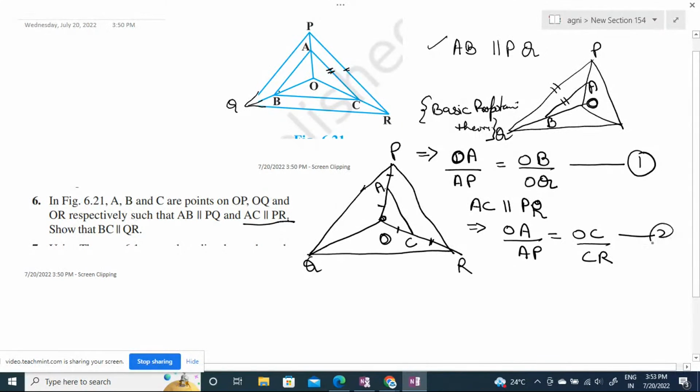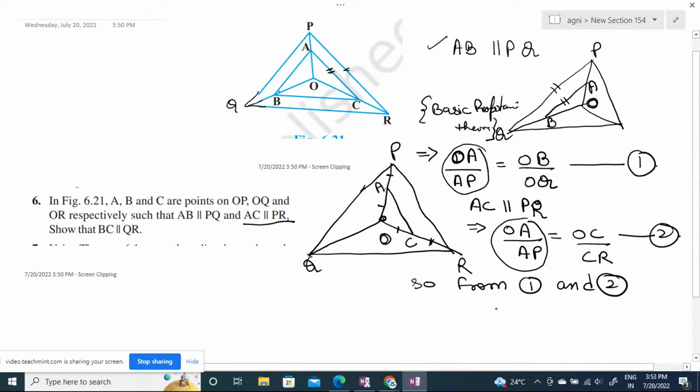Now if we compare 1 and 2, we can see that OA and AP is there, OA and AP is there. So from 1 and 2, OB upon OQ, which is equal to OC upon CR. Now show that BC is parallel to QR. We have to show BC is parallel to QR.